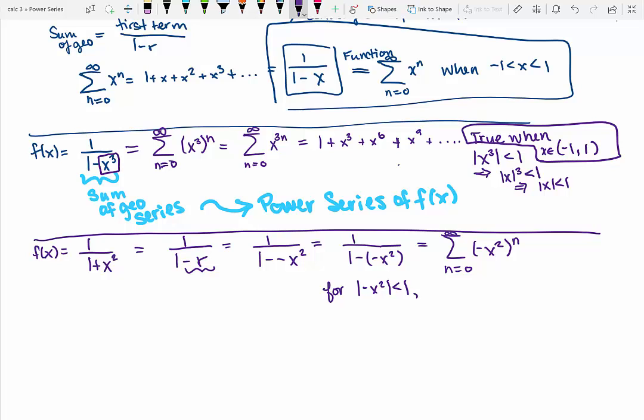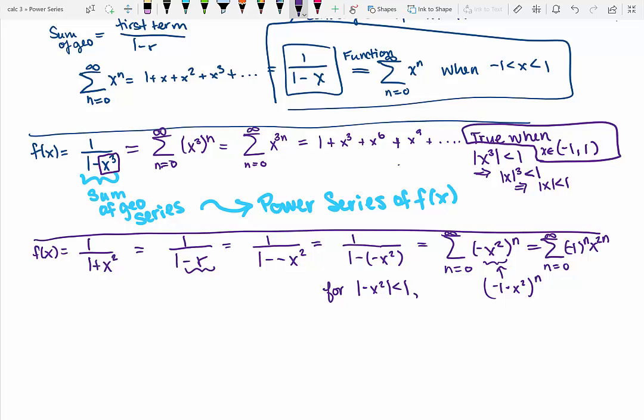Distributing that n power to the parts of the expression negative x squared, I'm going to rethink of this as negative 1 times x squared raised to the n, and so I can rewrite this as negative 1 to the n times x to the 2n.